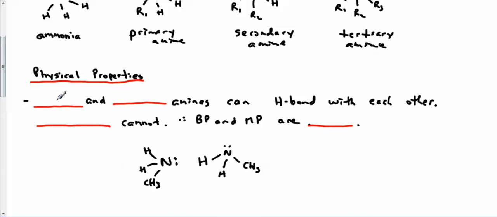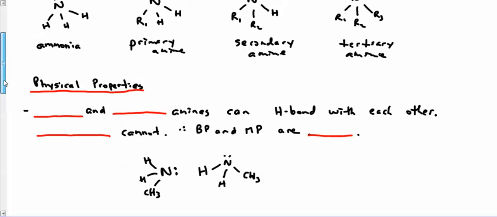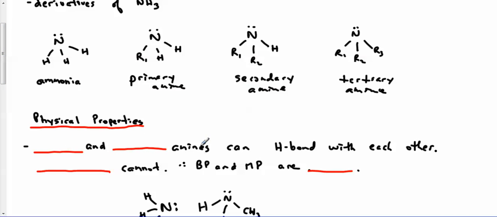Physical properties. Which of the amines, primary, secondary, and tertiary, can H bond with each other? Well, for hydrogen bonding to occur, I need an H attached to an O, N, or F. So here I'm talking about an N. This has an H attached to an N. This has an H attached to an N. This does not. So the answer here is primary and secondary amines can H bond with each other. Tertiary cannot.